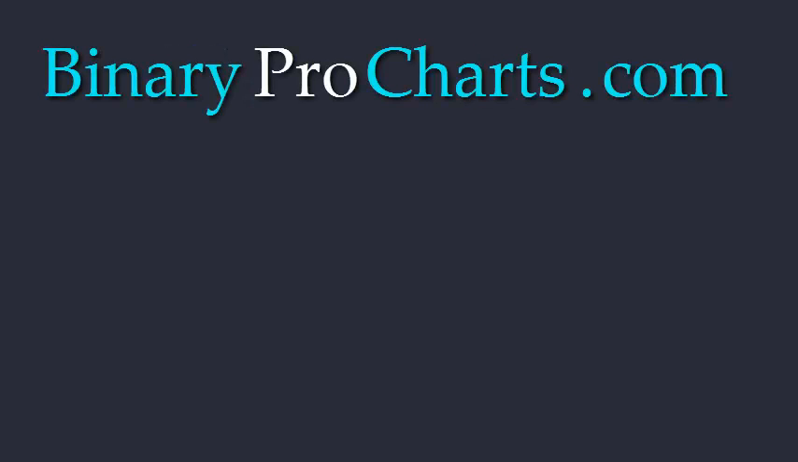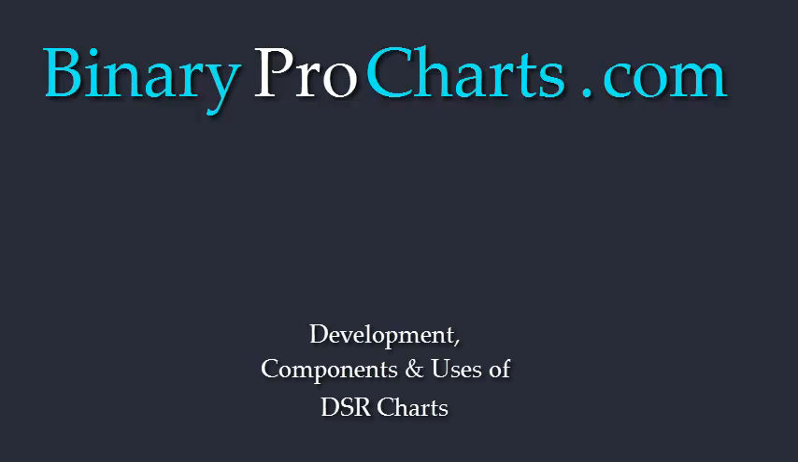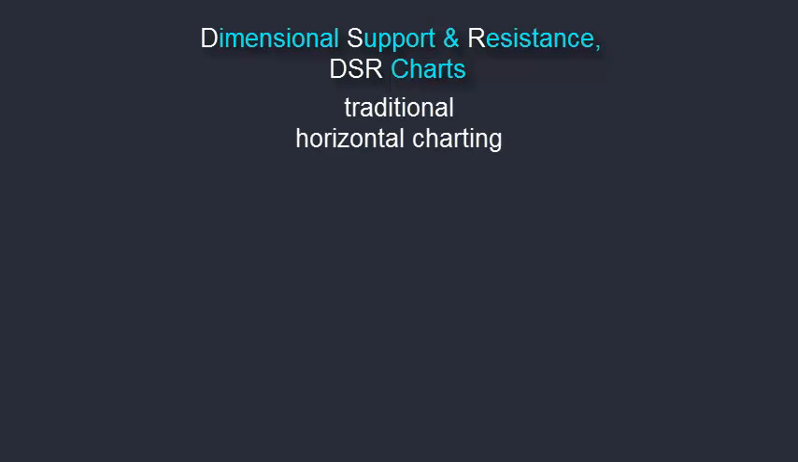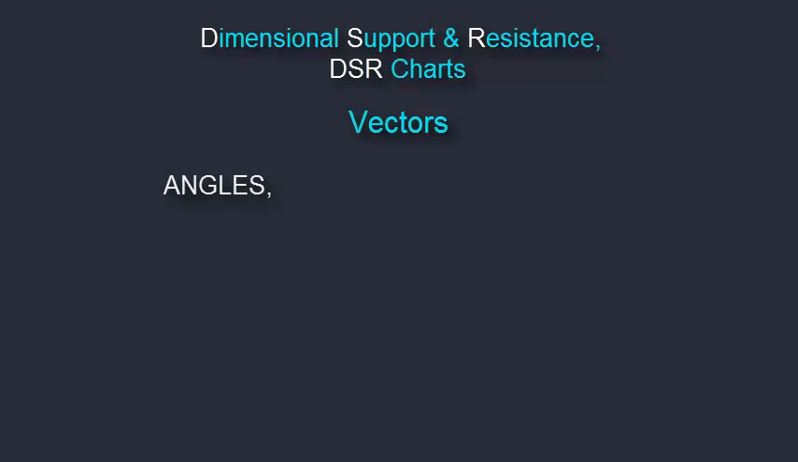BinaryProCharts.com. In this video, we would like to discuss the development, components, and uses of dimensional support and resistance charts. Dimensional support and resistance charting is a proprietary tool developed by traders over 7 years ago who took the concept of traditional horizontal support and resistance charting and enhanced it with multiple layers of vectors, resulting in angles, channels, and intersections. DSR developers discovered that this revolutionary new concept worked well with a very high degree of accuracy.